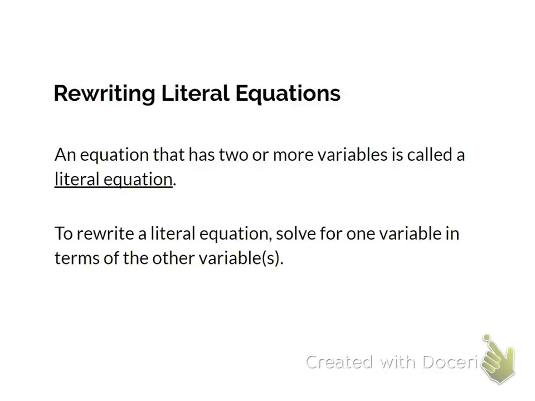All right, our notes for today, rewriting literal equations. An equation that has 2 or more variables is called a literal equation. To rewrite a literal equation, solve for one variable in terms of the other variables. So what that means is you will get one of the variables alone, but the other side of the equation will still have variables in it.